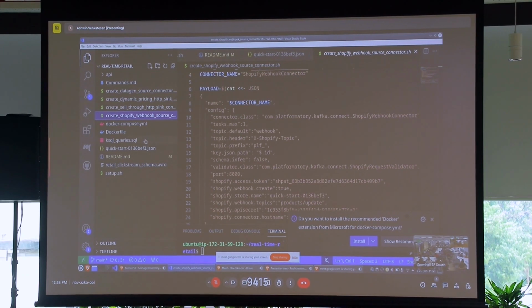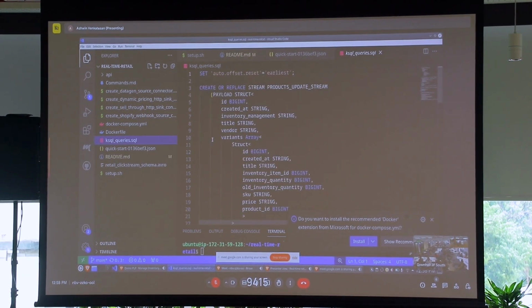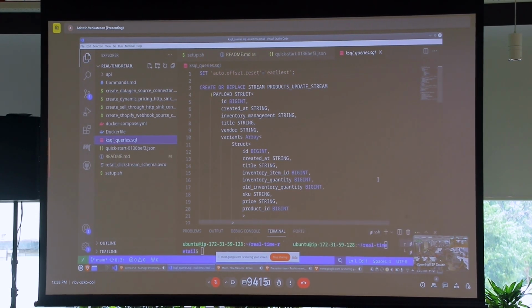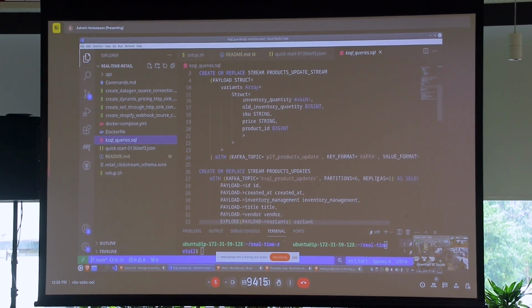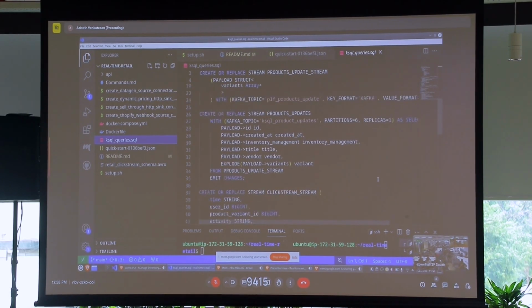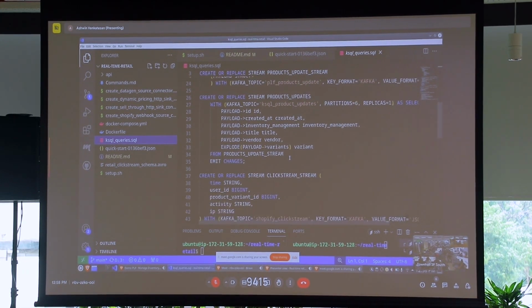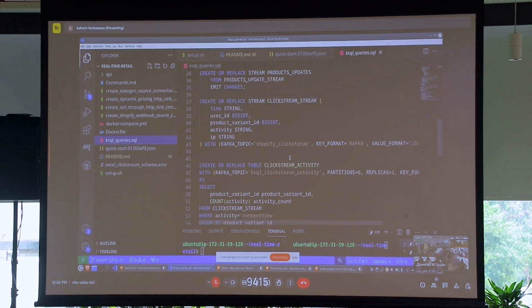Now, once the data comes in, we need the KSQL queries. What these KSQL queries do is, first, read the data coming in from Shopify, which includes your title, inventory item ID, inventory quantity, SKU, price, product ID, variant ID, and things like that. Then you start building a stream called products updates. This takes in whatever information you need and leaves out the rest. So it is basically just filtering of sorts. And then you have the clickstream data, which is in a topic as well. I'm picking that up, same schema as I mentioned before.